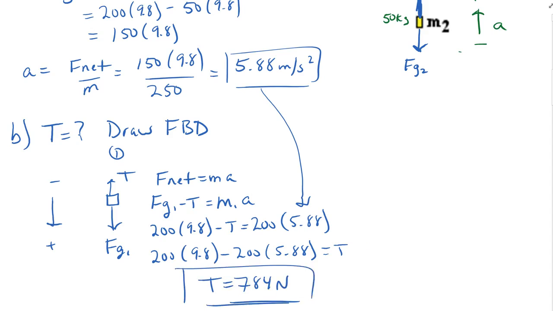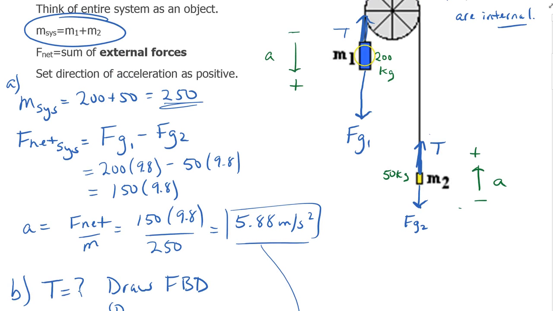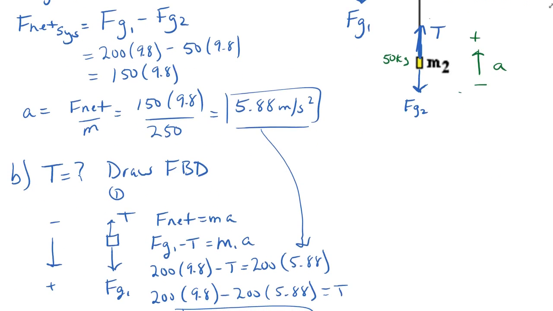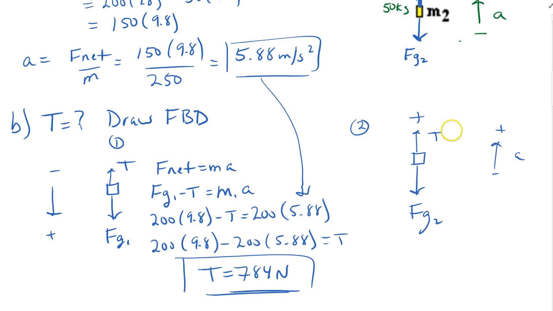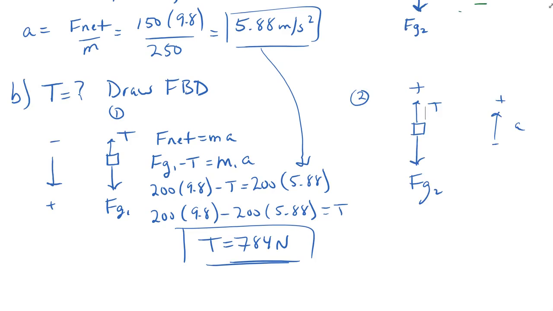You may say we're done, but we have a built-in check here, because at the beginning when I said draw a free body diagram, there are two objects, and I only used object number 1. So now I can use object number 2 as my check. Object number 2 has force of gravity 2 and a tension force upwards, and this object is accelerating upwards. So my tension force will be my positive one and my Fg2 will be my negative one.